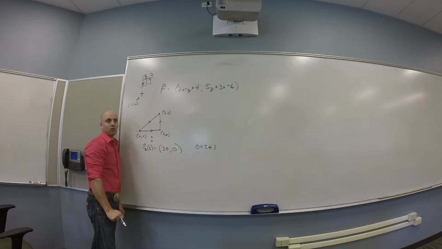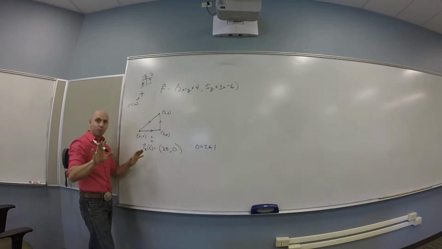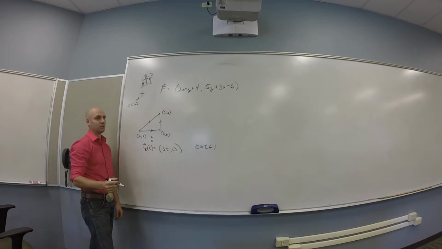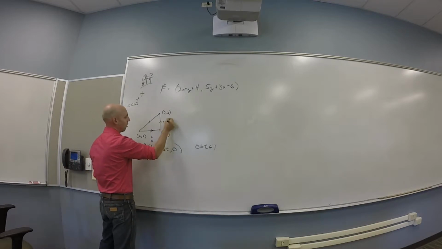What if I did the vector function t comma 0? Then the t's would go from 0 to 3 instead of 0 to 1. But whatever, it would come out in the wash.